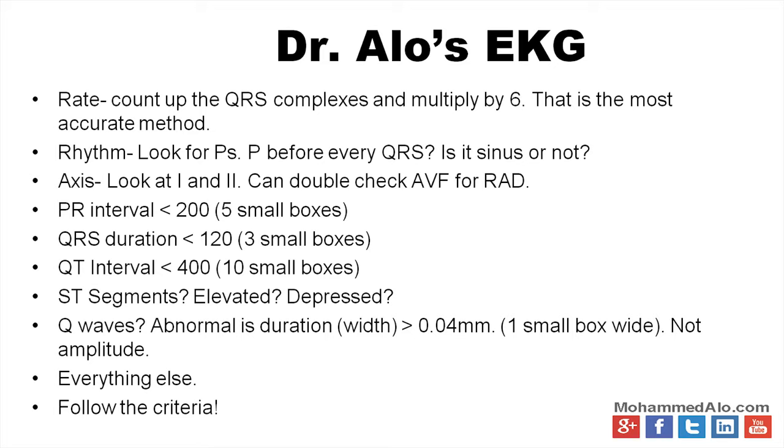Next, you want to look at the PR interval. You want it to be under 200 milliseconds, which is 5 small boxes or 1 large one. You want to look at QRS duration. Should be under 120, which is 3 small boxes. If you noticed a pattern here, each small box is 40 milliseconds. QT interval should be under 400. Usually for men it's under 440, for women it's under 460. But we really don't get too concerned about it unless it starts getting over 500 or into the 600s. 400 is 10 small boxes.